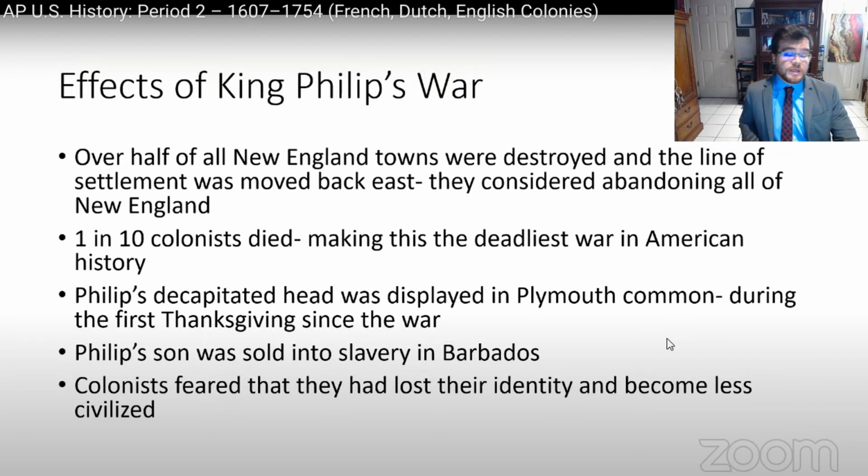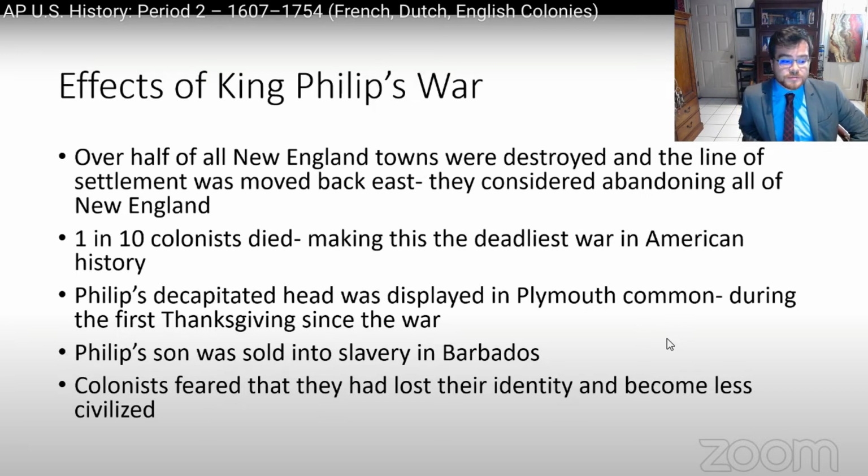Effects of King Philip's, Metacom's war. So over half of New England towns were destroyed and the line of settlement was moved back east. They considered abandoning all of New England. So it made quite an impact, folks. 1 in 10 colonists died, making it the deadliest war in American history. Yeah, 1 in 10, 10% of the population died from the war. That is literally decimation, right? Because deci, you all know that.